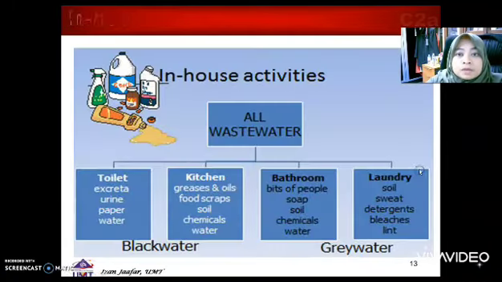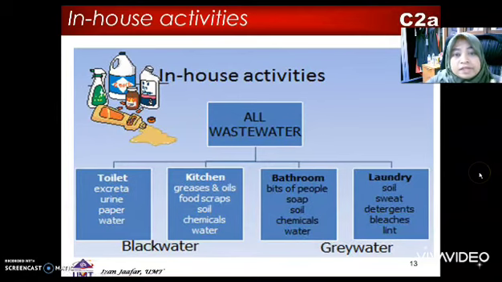Okay. Kemudian, ini aktiviti kat rumah kita yang menyebabkan bagaimana kita membentuk black water, grey water juga. Okay. So, daripada toilet, kitchen, bathroom, laundry ni kita jadikan dia grey water dan black water. Maknanya daripada putih, bayangkan putih, grey tu kepada black, maknanya black paling teruk, grey tu sederhana dan juga putih.